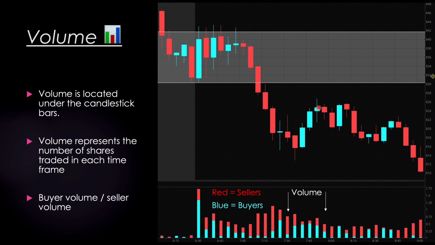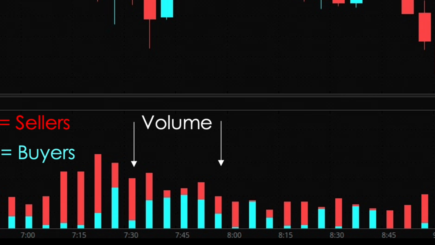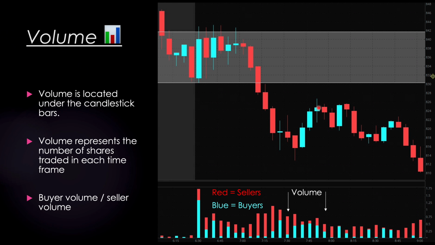But let's continue on. The next thing you'll notice that's also on your chart, underneath your candlesticks, which is defaulted no matter what, is volume. Volume is always on your chart no matter what, unless you delete it, which I see a lot of traders do. Volume is located underneath the candlestick bars, represents the number of shares traded in each time frame. Let me say that last part one more time. Volume represents the number of shares traded in each time frame.